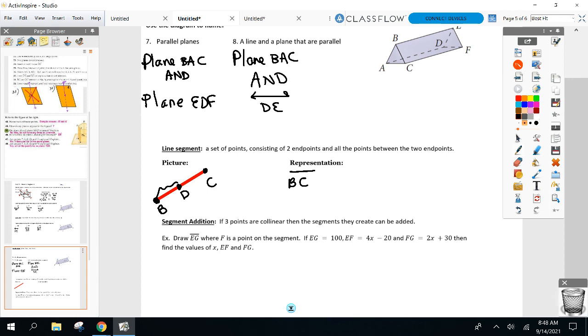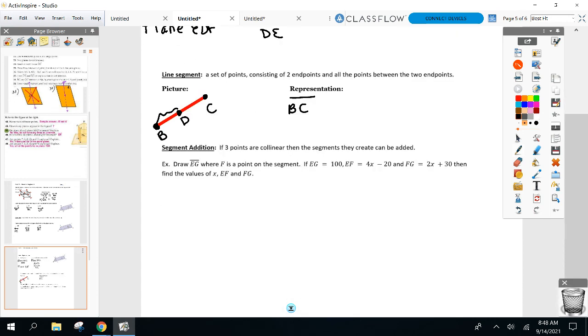All good? All right, now we're actually going to get into some algebra. Uh-oh. Everyone all right? Nobody scared? We're going to get into some algebra.